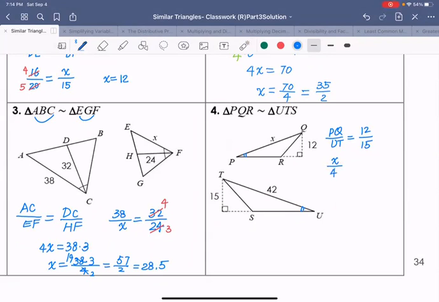X over 42. Let's simplify the right. 4 over 5. Okay, next step. 5x equals to... Correct. X equals something over 5, right?